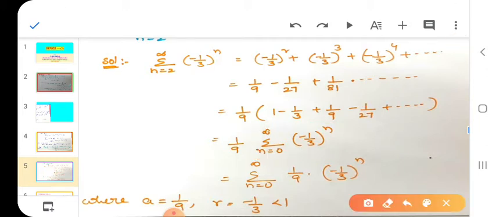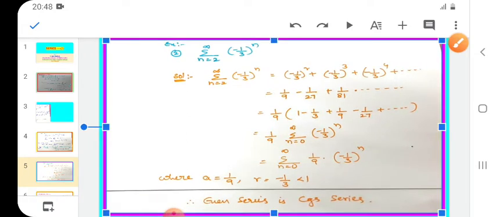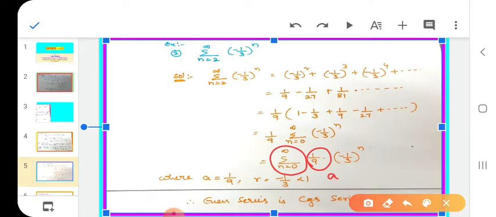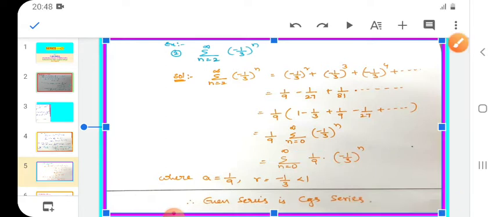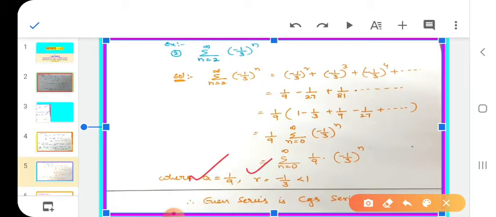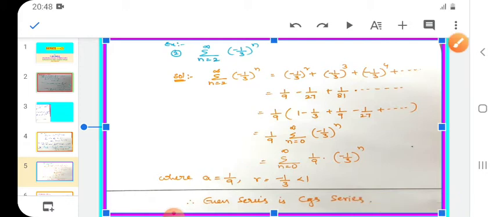Now I write first the summation n equals 0 to infinity, after that 1 by 9, after that minus 1 by 3 whole power n. Now, is it in geometric form or not? The n value is 0 to infinity. This is a, this is r. So now this series is in geometric form. Next, we write the value of a and the value of r. a is 1 by 9 and r is minus 1 by 3, which means less than 1. So the given series is a geometric convergent series.